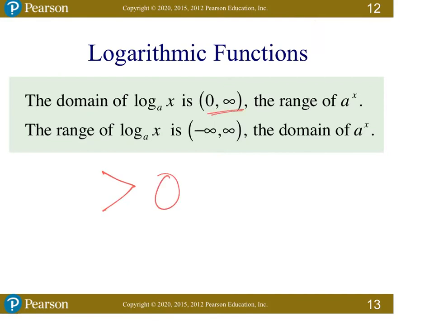So we've got that written right here as an interval notation from 0 to infinity, but we usually use the symbol greater than 0. The range of a logarithm is negative infinity to positive infinity, which I will more commonly write as all real numbers, because it's the same thing. If you go from the lowest possible number to the highest possible number, you've covered all real numbers. But you work with the domain being greater than 0, not equal to, greater than.